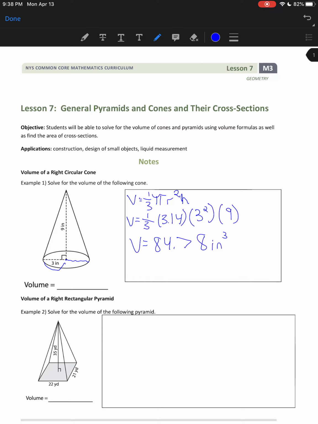Let's take a look now at the volume of a right rectangular pyramid. This up here was a right circular cone, right? It's a cone shape, it has a circular base, and you see how those two lines form a right angle. That's why it's called that. Similarly here, we have a right rectangular pyramid. This now is more of a pyramid shape rather than a rounded shape.